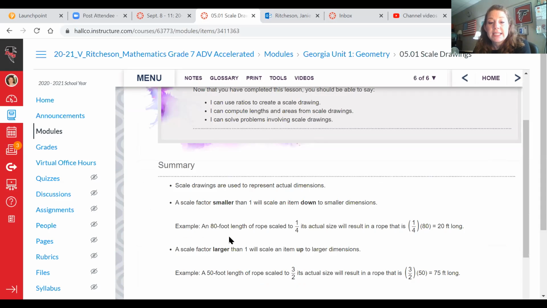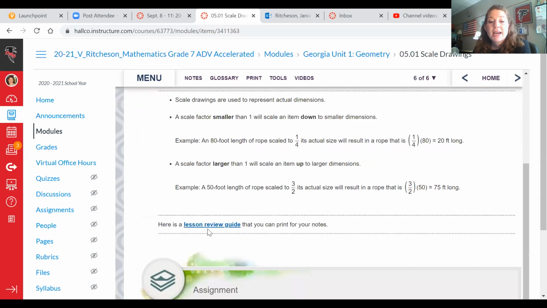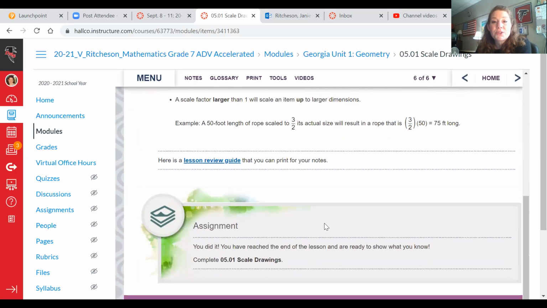Look at your summary. These are great for your notes, for those of you who are taking notes and keeping a notebook. It even gives you a lesson review guide that you can print and keep. And then you're ready for your formative assessment. If I have published it, which I haven't yet, you should be able to click here and go to that formative assessment. If not, if you click forward at this point, it's not going to take you to the formative assessment. It's going to take you to the next lesson. So if you ever get lost, always go back to your modules.